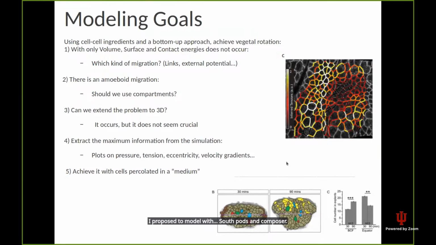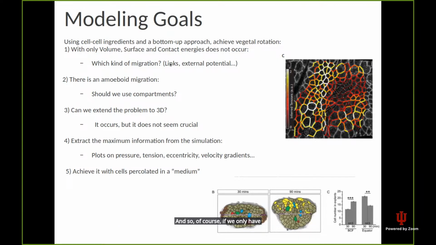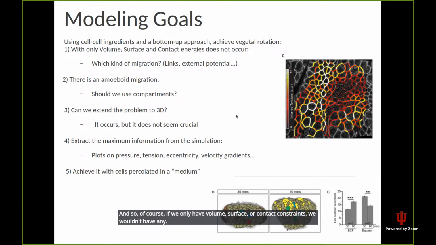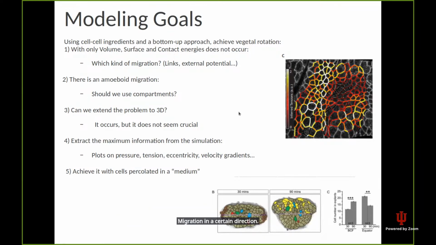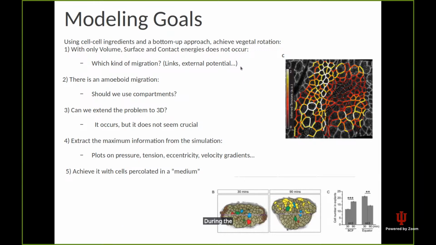And so the modeling goals will be to start doing a bottom-up approach for this model and try to start with very few plugins. Of course, if we only have volume, surface, or contact constraints, we won't have any migration in a certain direction. So we can explore different ways to do migration with links or extension potentials that we saw during the workshop. And also we know that in this paper it is discussed that this is an amoeboid migration.